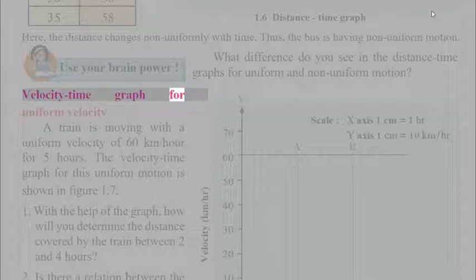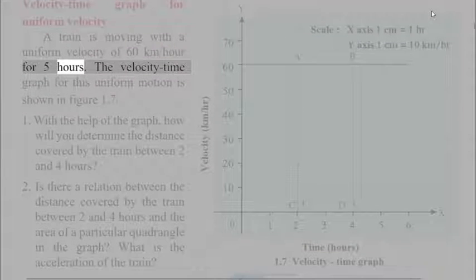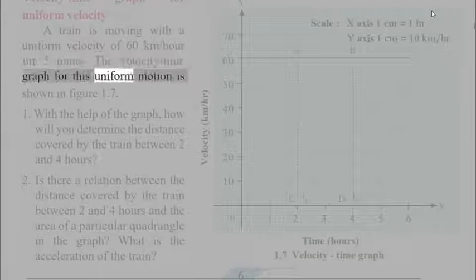Velocity-time graph for uniform velocity. A train is moving with a uniform velocity of 60 km/h for 5 hours. The velocity-time graph for this uniform motion is shown in figure 1.7.